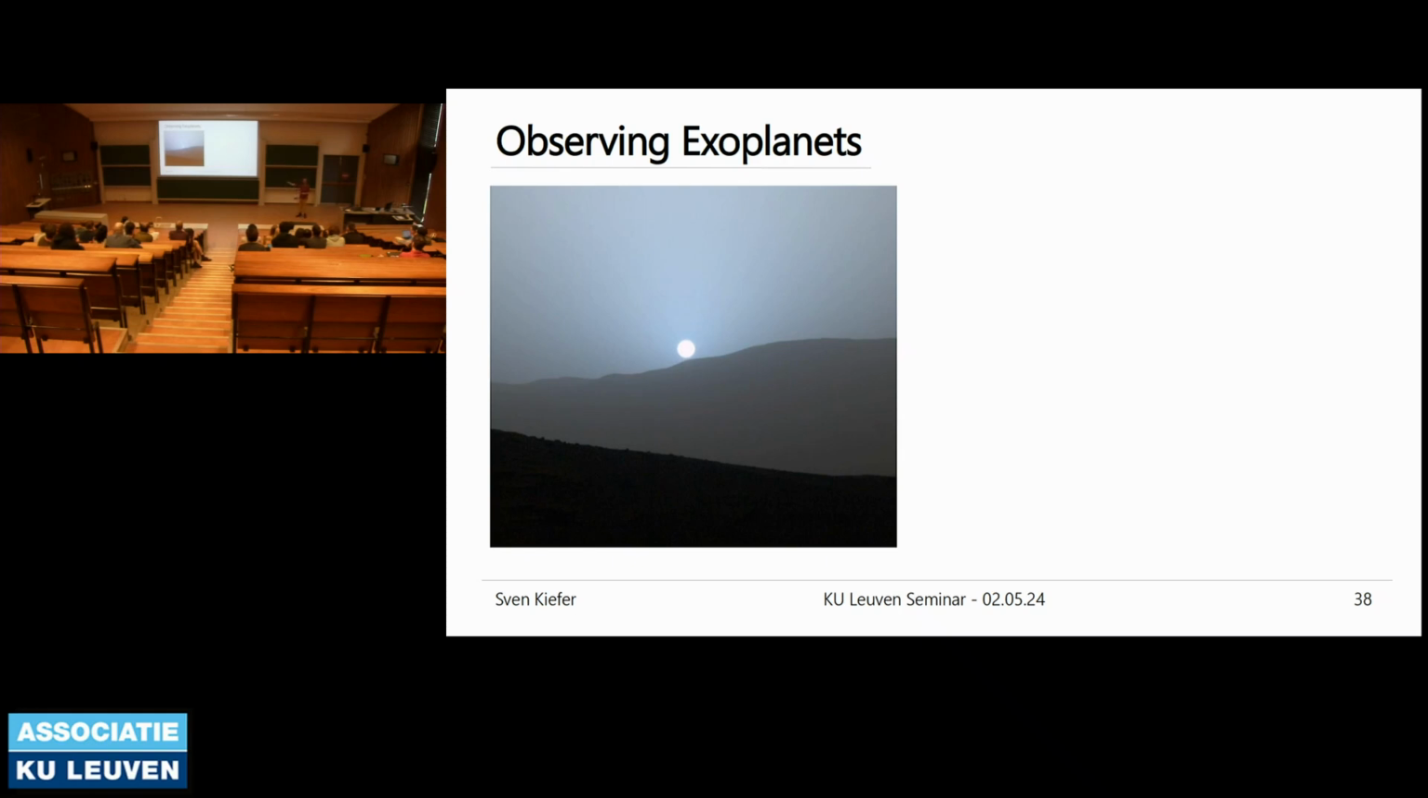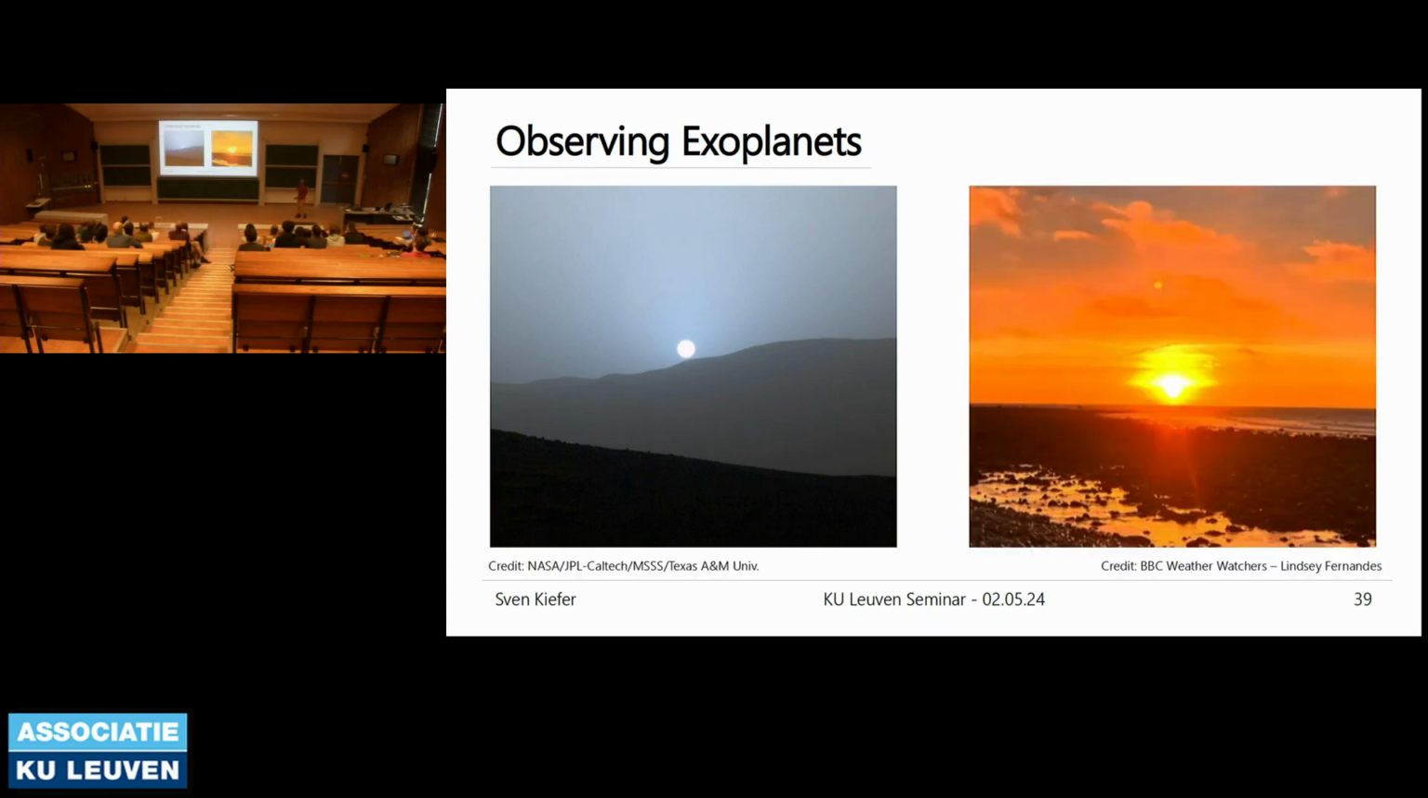Now, I did something strange with that image. Did someone realize what I did here? If I say this is a sunset. Oh, who said that? That is very good. This is exactly what it is. I'm very happy that someone saw that. This is actually a sunset on Mars. This is a sunset on Earth.